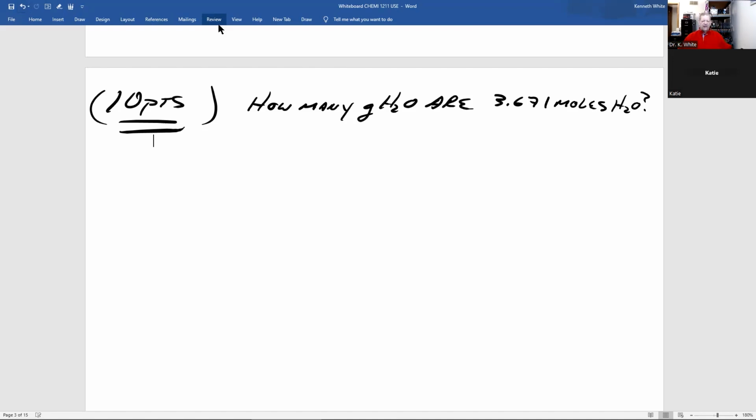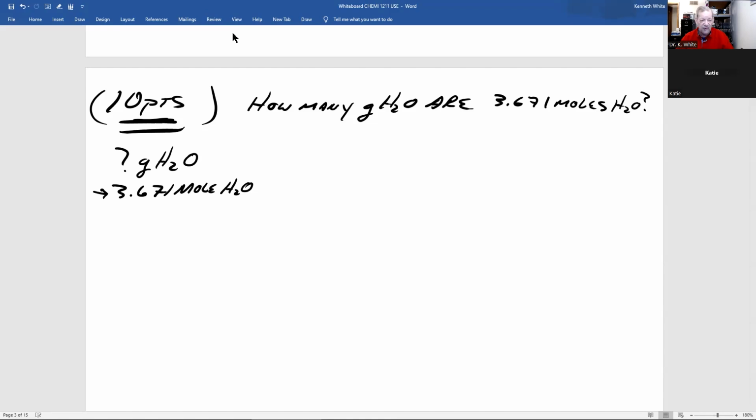All right, let's look at the following. The question is, how many grams, that's what G is, of water are in 3.671 moles of water? And remember, 10 points. So how do we do this? Well, you know the routine. What are we being asked to find? Grams of water. What are we given? 3.671 moles of water.